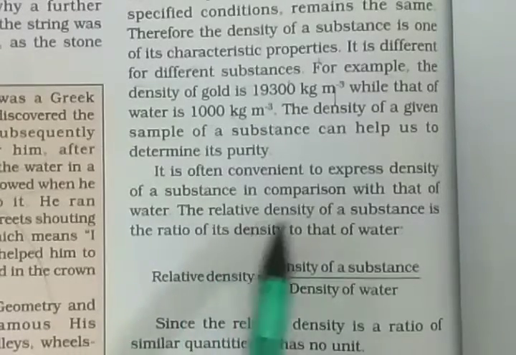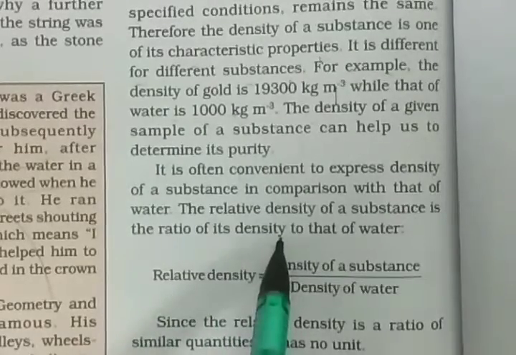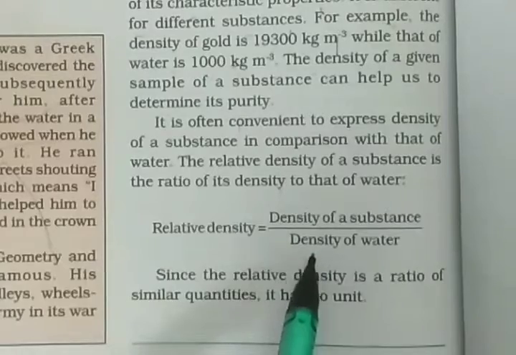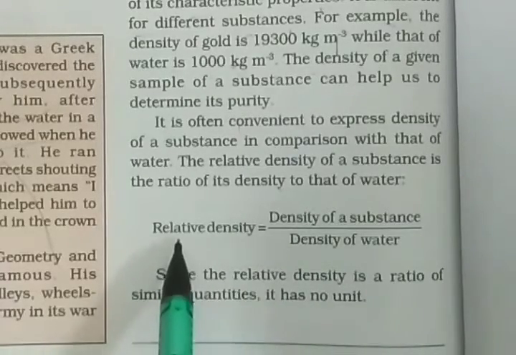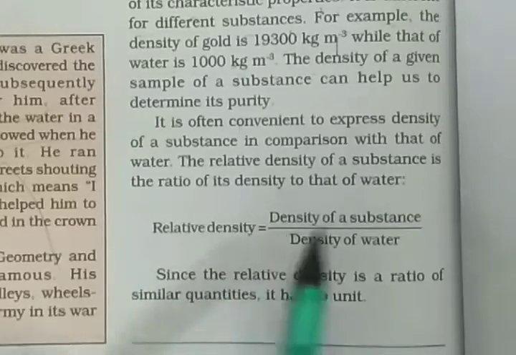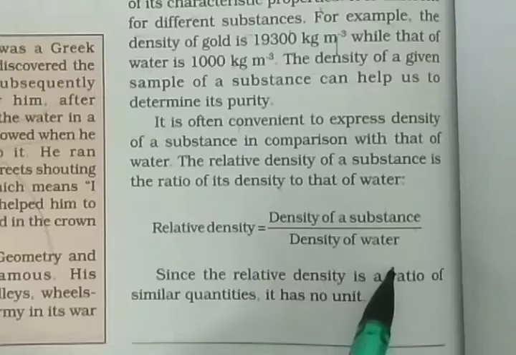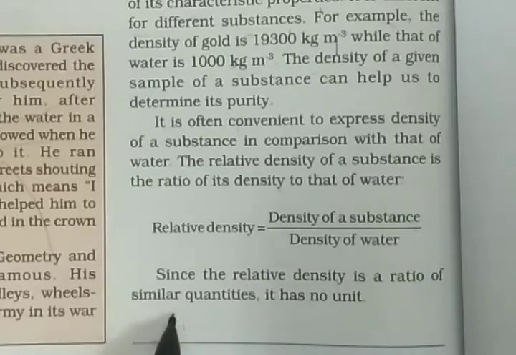The relative density of a substance is the ratio of its density to that of water. Water is considered as a standard for measuring the relative density of any substance. So, the formula will be relative density equal to density of that substance divided by density of water. So, the relative density is a ratio of similar quantities and it has no unit.